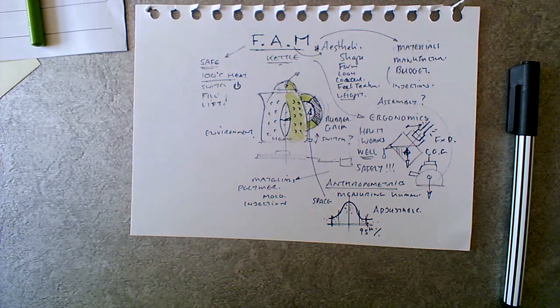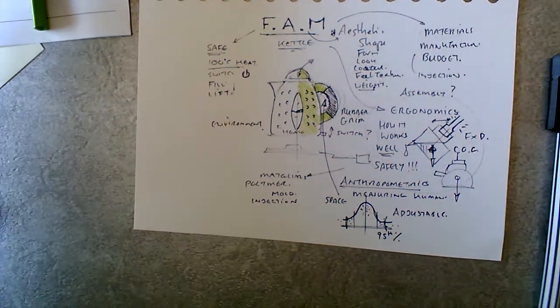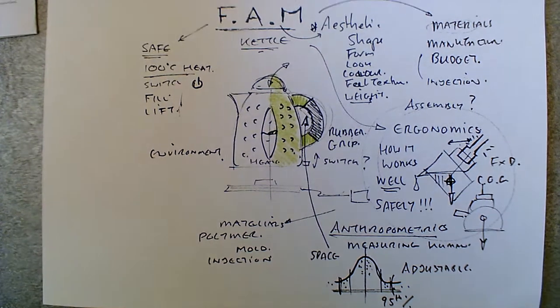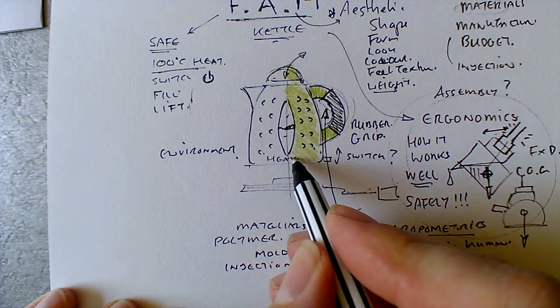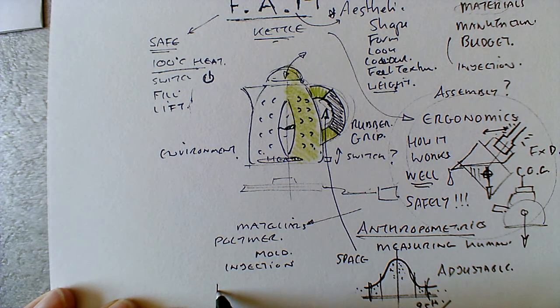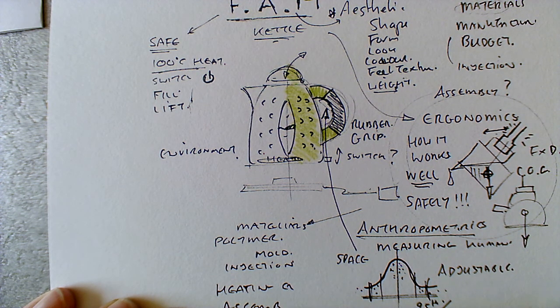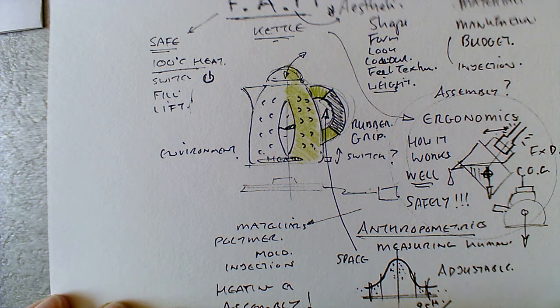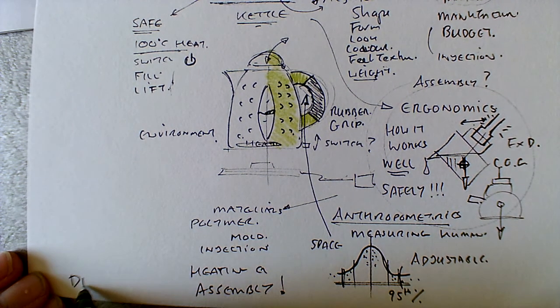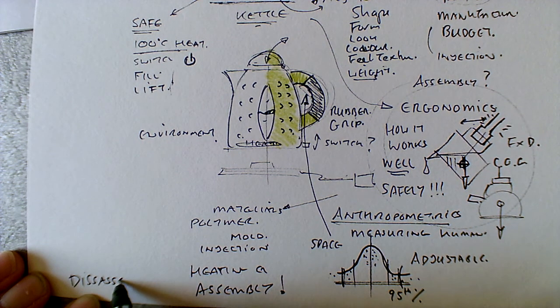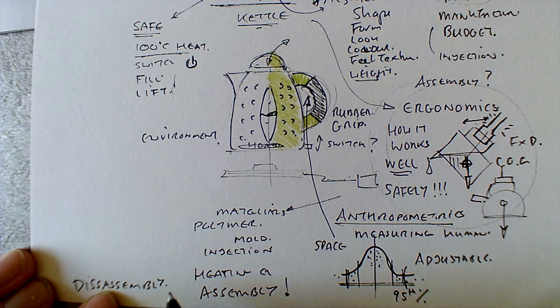And that would work. I could design my kettle using that process, but thinking about the manufacture and thinking about the assembly, my question is, how do I get the heating element that goes in there? How does that go in? Heating element. Assembly. And while I'm thinking about assembly, this gets me thinking about disassembly, because we're talking about life cycle. How do I disassemble this product?